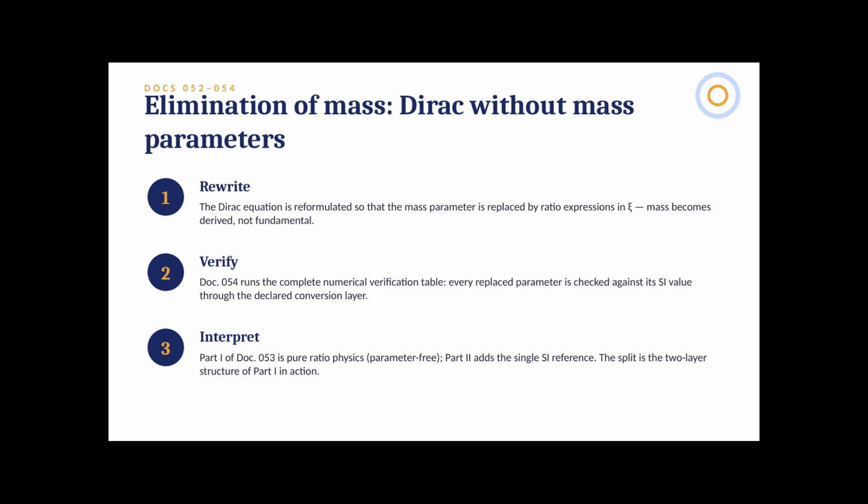Step 3. Interpret. The first part of document 53 is pure parameter-free ratio physics. The second part adds the single SI reference. That separation is just the 2-layer structure from part 1 in action.